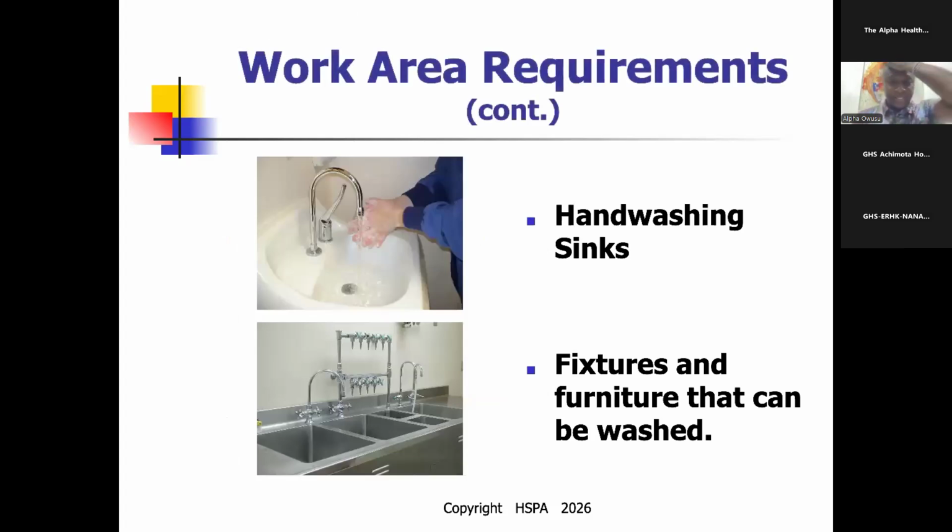Now, fixtures. We have to get sinks in all these areas. You see the sink here, in the decontamination area we have to get 3-pull sinks: soak, wash, rinse. We have to get at least one in each regional hospital, each district hospital, we have to get one of these.